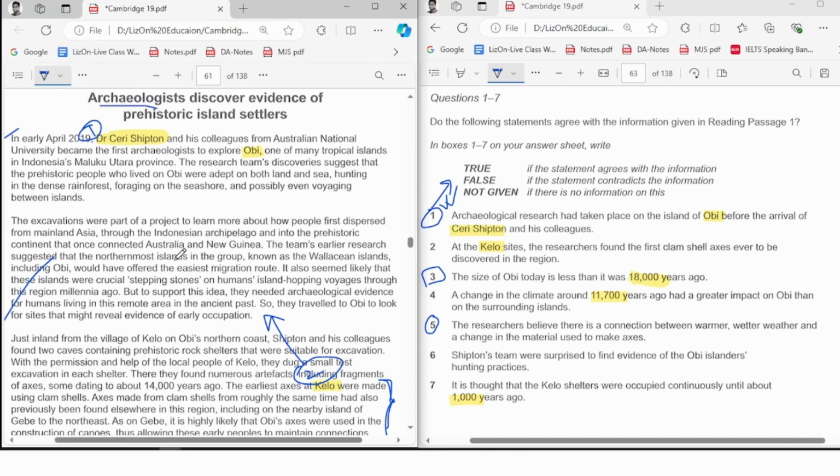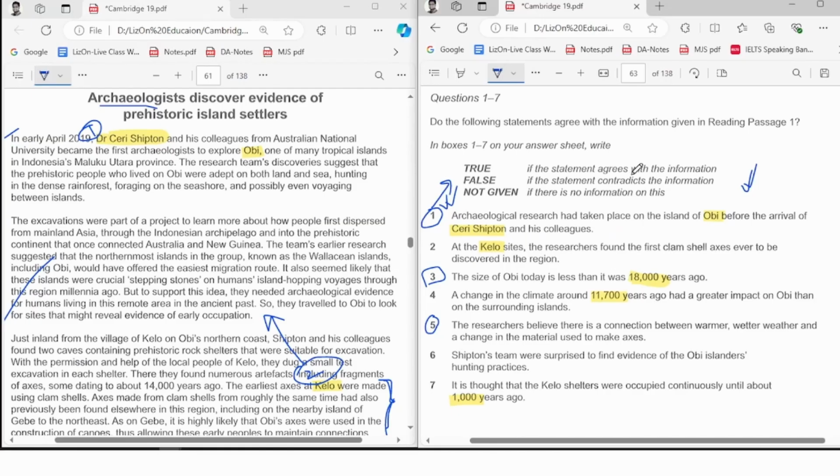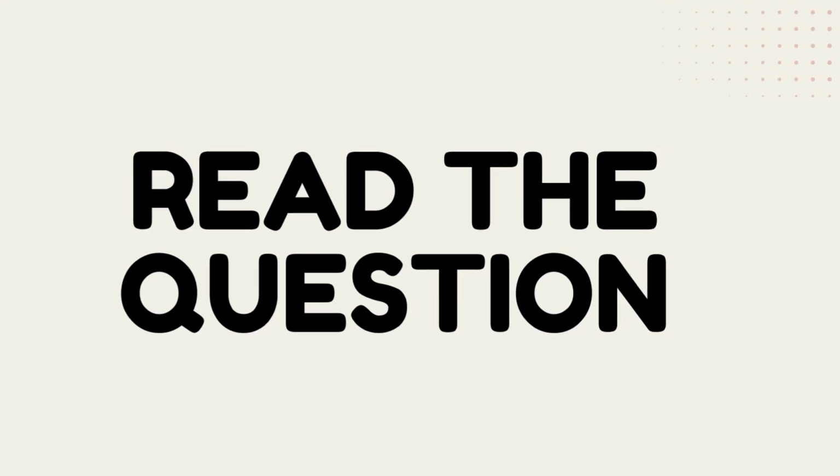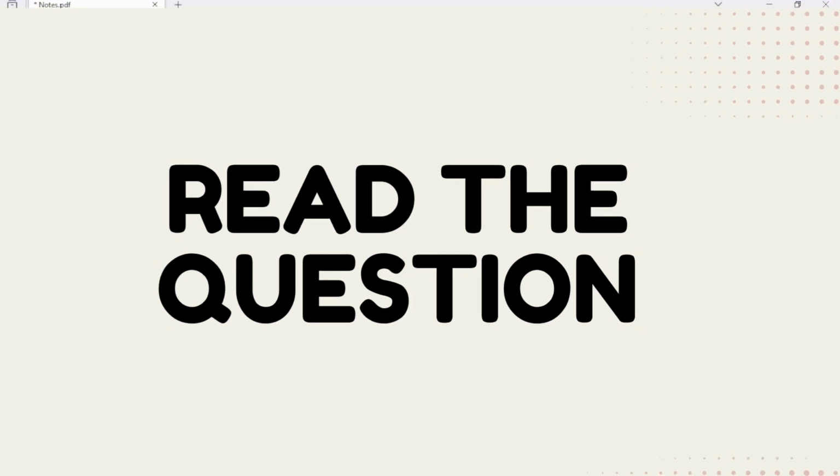But in terms of solving the questions, in terms of getting the score, you don't need to read everything. That's not the requirement. So next job, you will read the question. But the way of reading the question should be varied. Read the question. That's your second job.